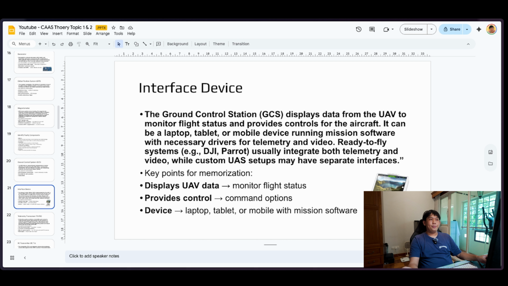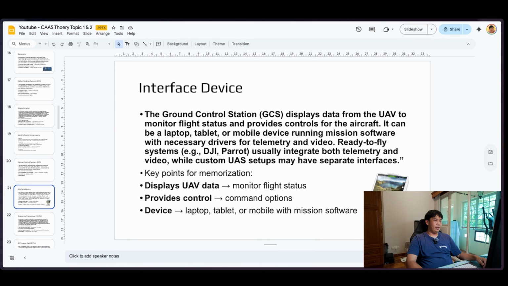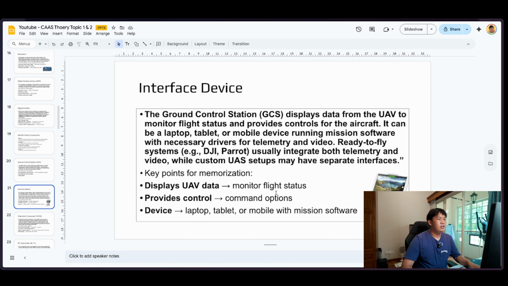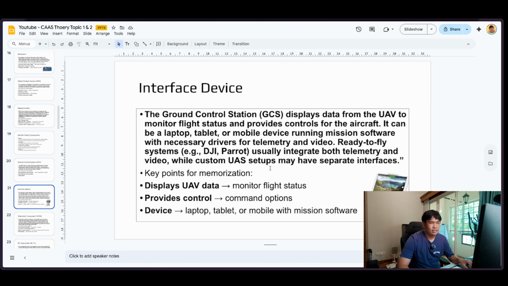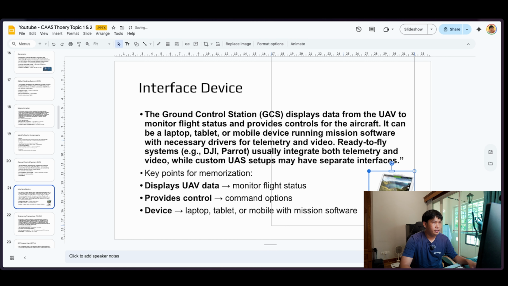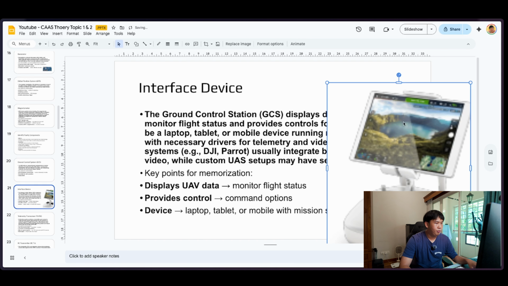It can be a laptop, tablet, or mobile phone running mission software with the necessary drivers for telemetry and video. Ready-to-fly devices and all-in-one systems, for example DJI or Parrot, usually integrate both telemetry and video, while custom UAS setups have separate devices. So it displays a screen. If you can see this iPad here, it displays something. And it provides controls like command controls, and the device can be a tablet, laptop, etc.